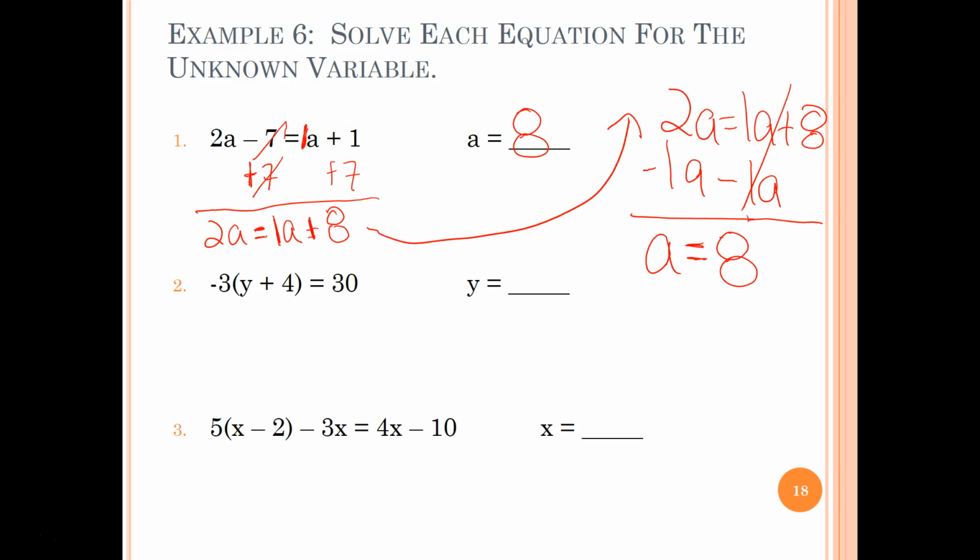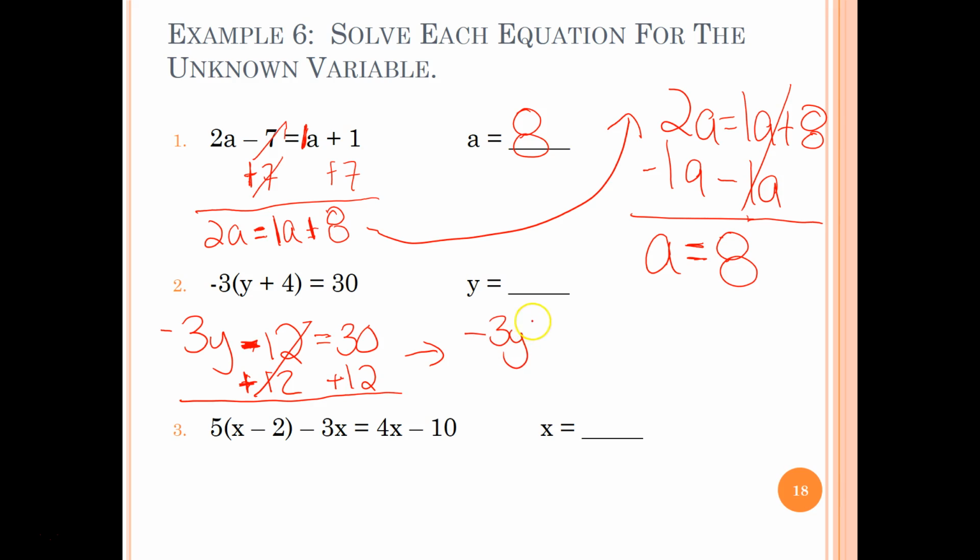Okay, first thing in number 2, we have to distribute that negative 3, which gives us negative 3y minus 12 equals 30. All right, now we can work with this because we no longer have parentheses. So I'm going to add 12 to both sides since it's being subtracted. That'll bring it over to the right-hand side of the equation. And you'll notice that leaves us with negative 3y equals 42.